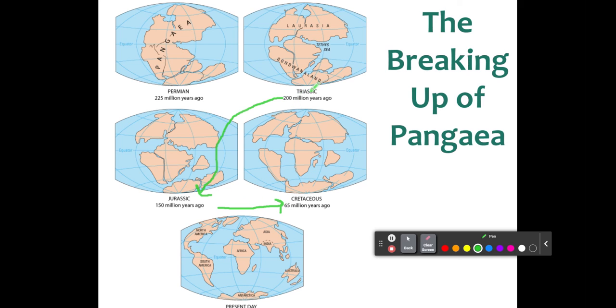Then we move to 65 million years ago, right? And notice the names of them: Triassic, Jurassic, Cretaceous. This is when our dinosaurs were around. So here we have more of this. They're kind of separating even more so. Then we move down to present day. Right now, this is what our world map looks like.